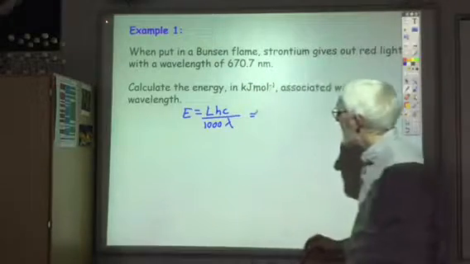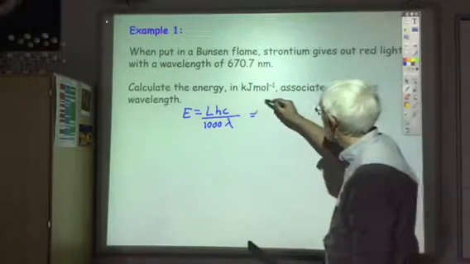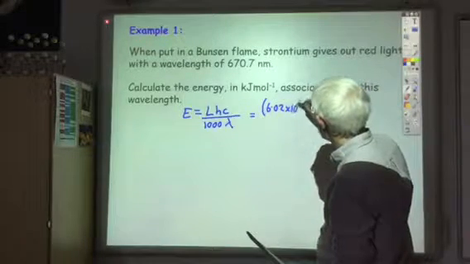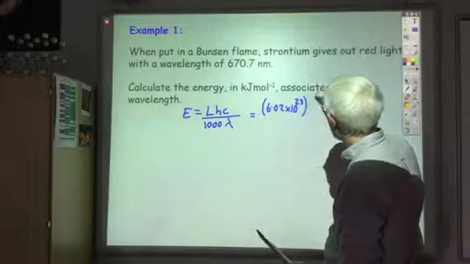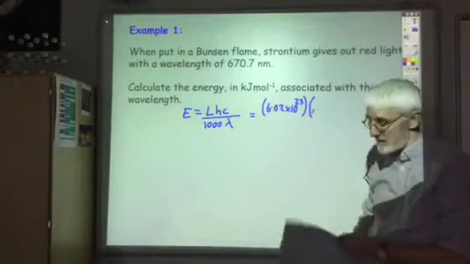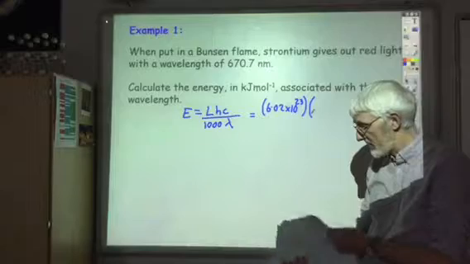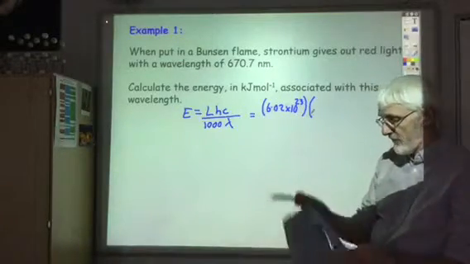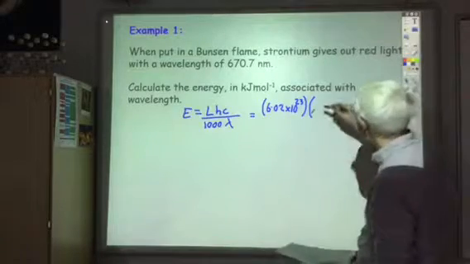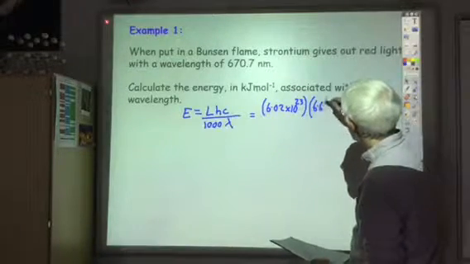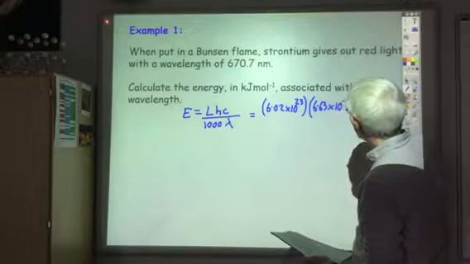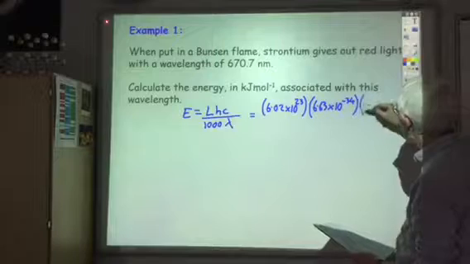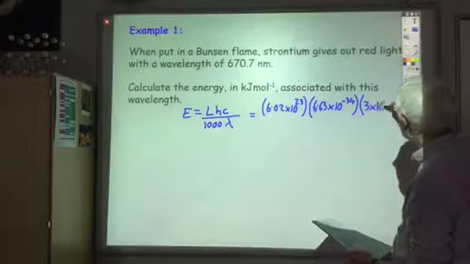Okay. So L is Avogadro's number, 6.02 times 10 to 23. H is Planck's constant. If you can't remember it, look up your data booklet, back page, and you'll find it says it's 6.63 times 10 to minus 34, multiplied by C, speed of light, 3 times 10 to the 8.